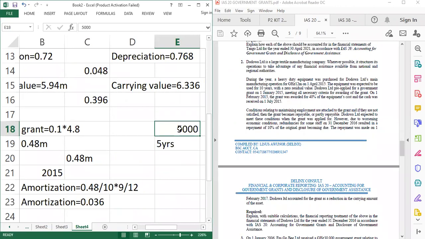So if it is 5,000, and they say you are going to use the 5,000 for 5 years, it means that every year, how much will you be using? That is 1,000 Ghana cedis. Okay, you'll be using 1,000. That is what we are saying, the amortization. It doesn't mean that it's an intangible asset.